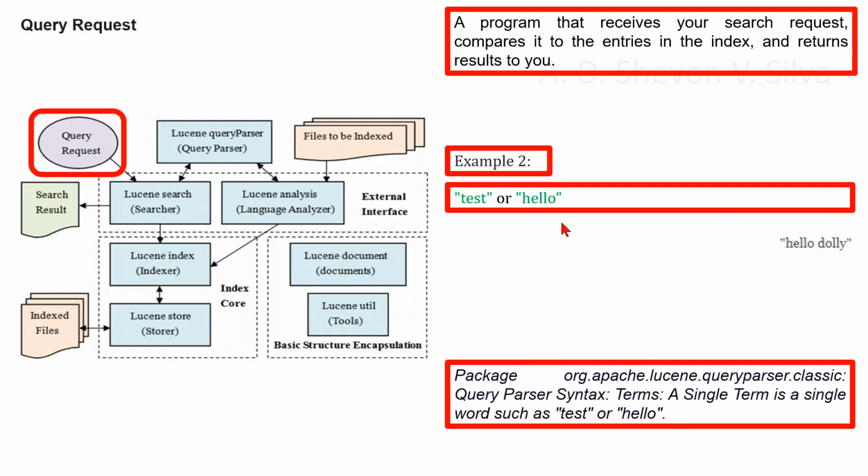Now we are considering terms in query parser syntax in package org.apache.lucene.queryparser.classic. A single term is a single word such as test or hello. A phrase is a group of words surrounded by double quotes such as here.